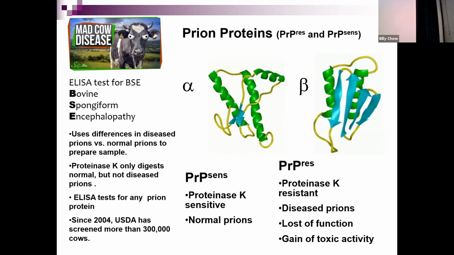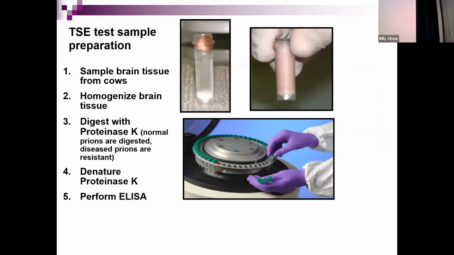So, this is the disease versus normal prion to prepare the sample. And then afterwards, you use proteinase K, which only digests the normal, but not the disease prion protein. And then you use ELISA tests for the presence of the prion protein afterwards. And since 2004, there were more than 300,000 cows being tested in the USA alone for this mad cow disease. Okay, so this is a diagram showing you exactly what is being done in the laboratory.